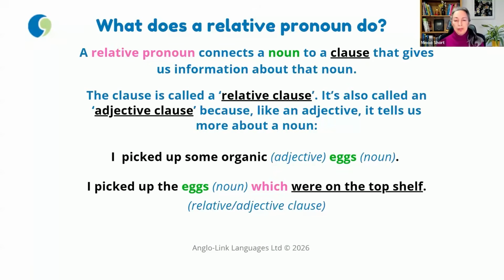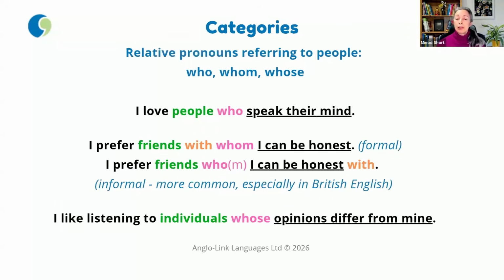Let's look at their categories. The first one is relative pronouns referring to people. There are three of them: who, whom, and whose. For example, I love people who speak their mind. I prefer friends with whom I can be honest. So if we have a preposition before who, then who changes to whom.